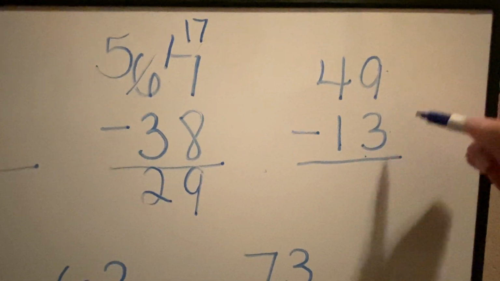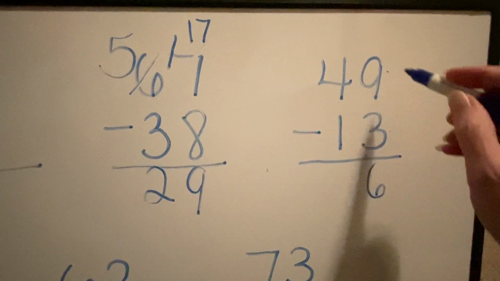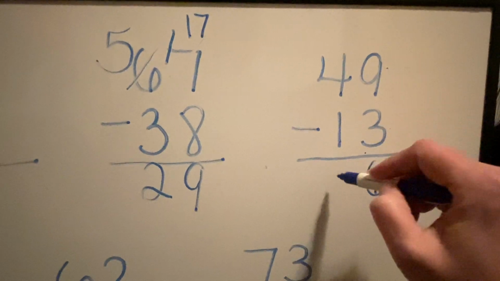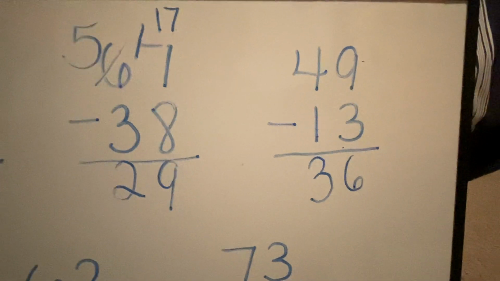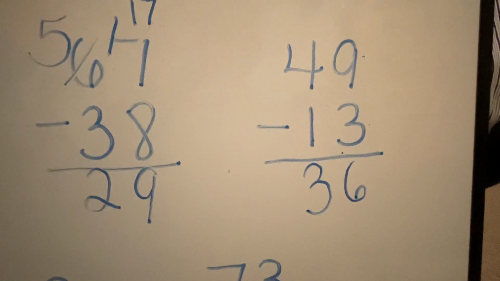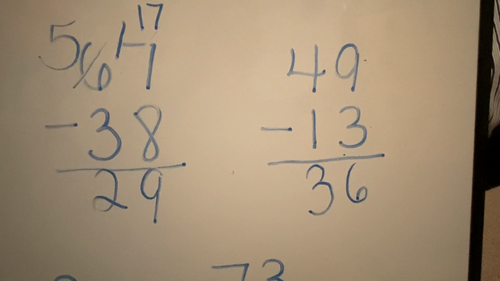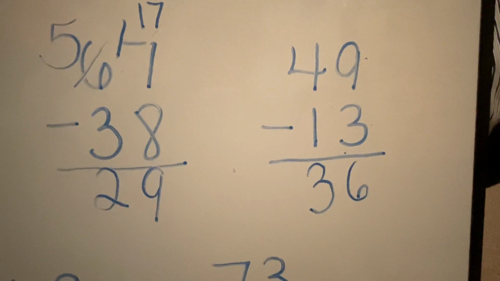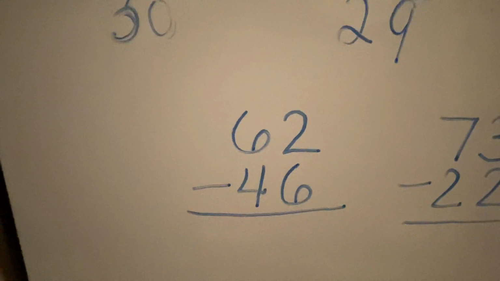9 minus 3 would give us 6. 4 minus 1 would give us 3. We did not have to regroup on this one because there is more on the top. So we just subtract. Right?